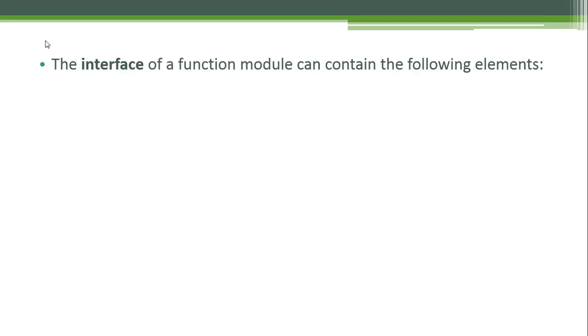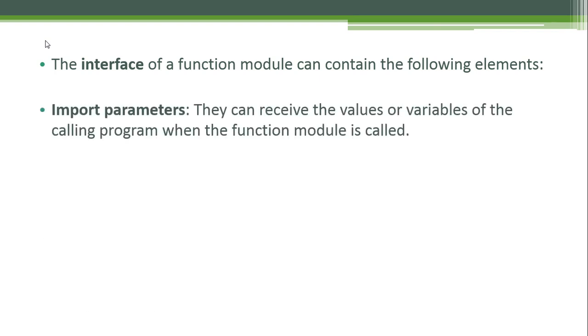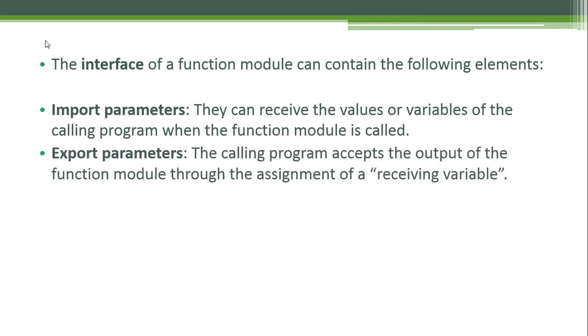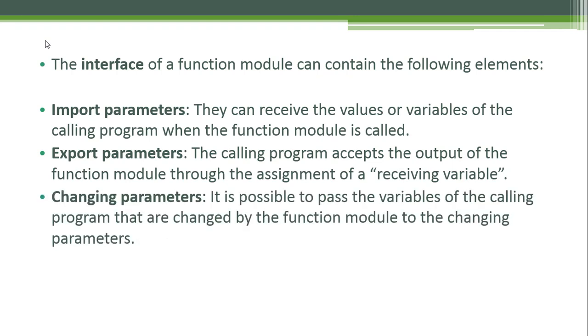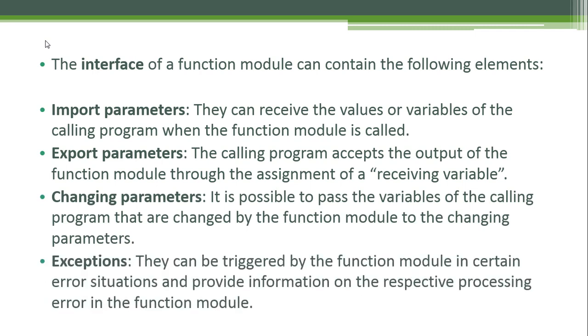The interface of a function model can contain the following elements. Import parameters. They can receive the values or variables of the calling program when the function model is called. Export parameters. The calling program accepts the output of the function model through the assignment of a receiving variable. Changing parameters. It is possible to pass the variables of the calling program that are changed by the function model to the changing parameters. And the exceptions. They can be triggered by the function model in certain error situations and provide information on a respective processing error in the function model.